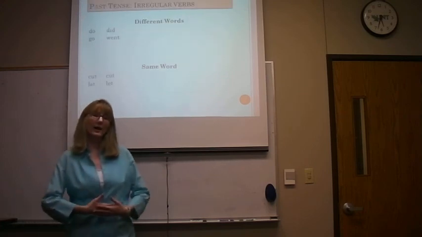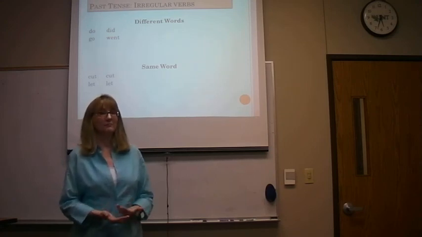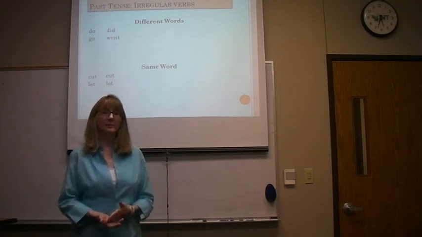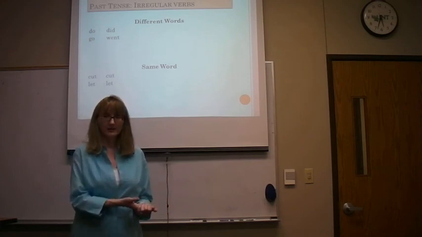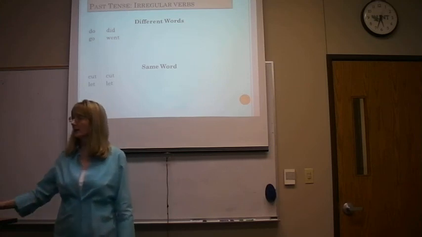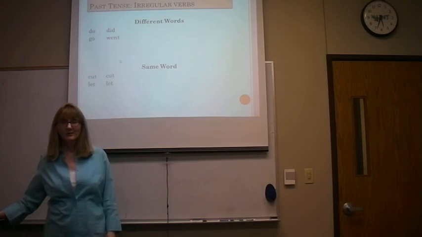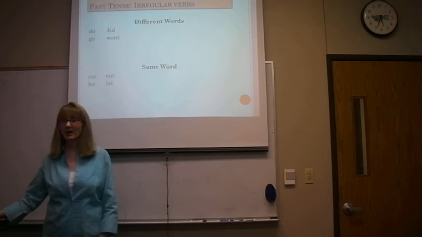Now, we also have what we call irregular verbs. These are the verbs that you have to memorize the past tense, because the past tense can be very different from the simple form or the base form. They don't have ed in the simple past. For example, we can say do becomes did, go, went, but sometimes the word even stays the same in the simple past. Cut, cut, let, let.